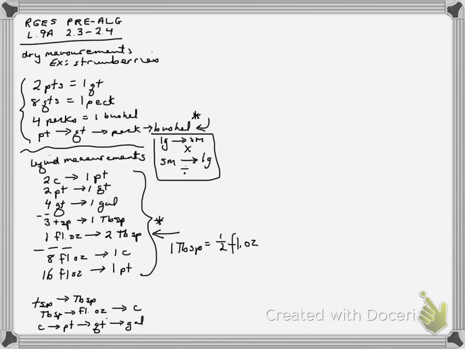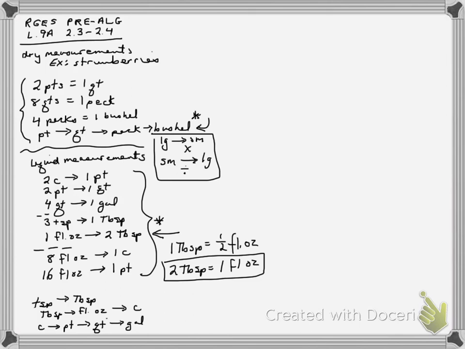If you multiply both the left and the right side by 2, you would get 2 tablespoons equals 1 fluid ounce. Okay. So which is the smaller measurement? A tablespoon is smaller than a fluid ounce. And so this is, I think, the preferable conversion factor for that one. Everything else remains the same.